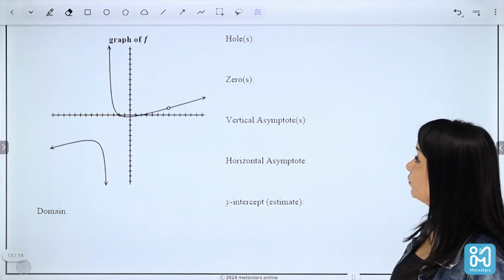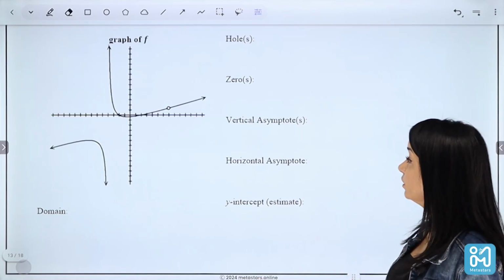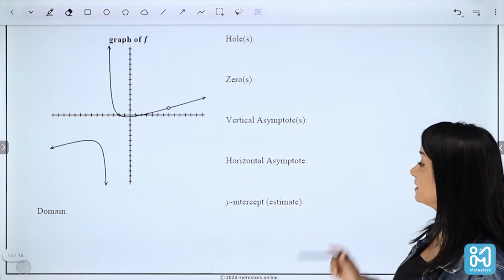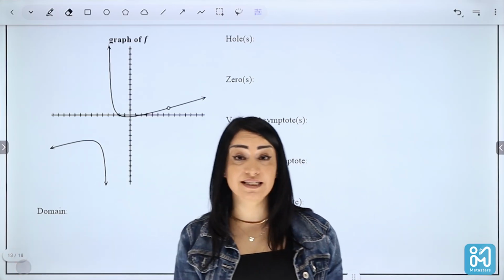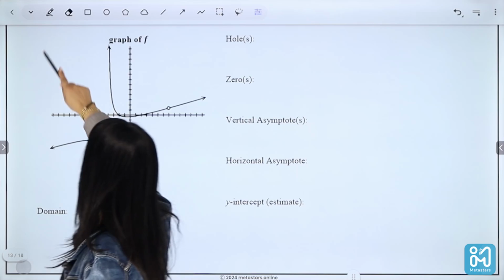Okay, let's solve this question. From the graph, actually we need to find the zeros. We need to find the vertical asymptote, the horizontal asymptote, the y-intercept, estimating here, and the domain. So let's find all of these.